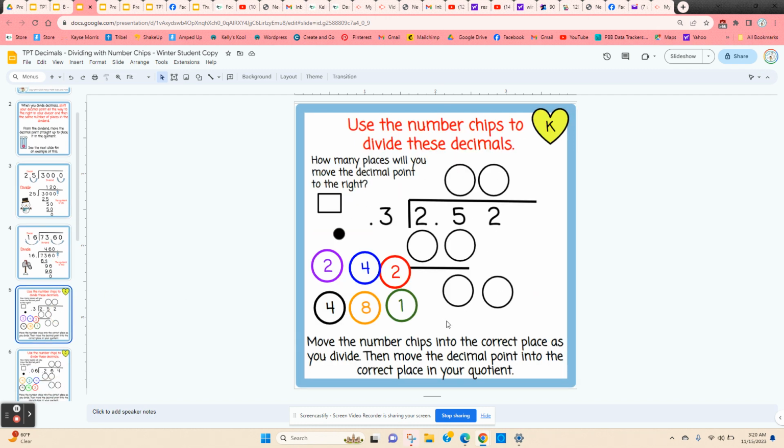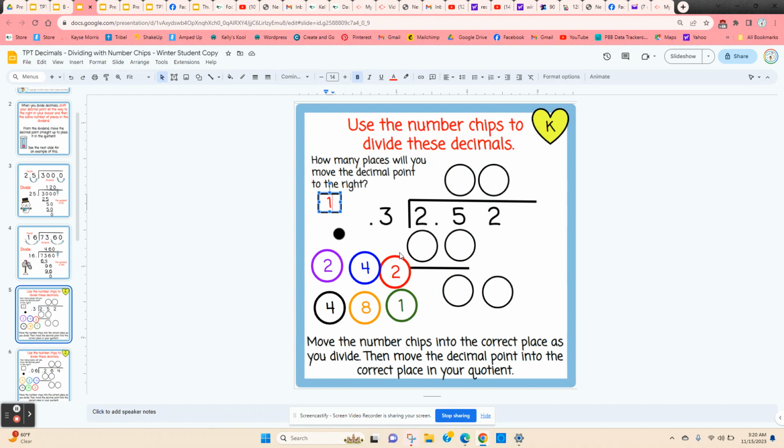Starting on slide 5, students are going to be moving these chips into the correct place to do their division. And the first thing they're going to do is type in the number of places they're going to move that decimal point to the right. So it moves all the way to the right in the divisor. That means one place, so they're going to type in a 1. And that will help them place that decimal point in their answer.